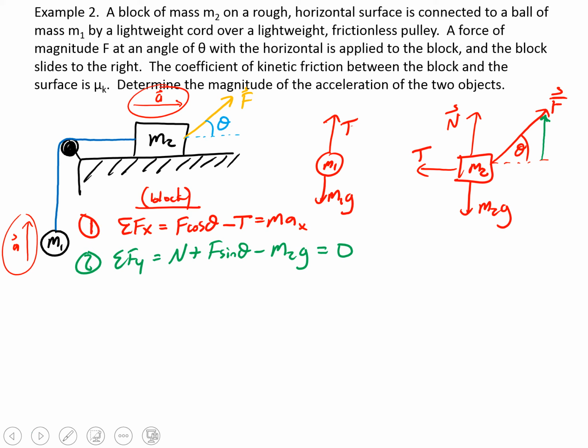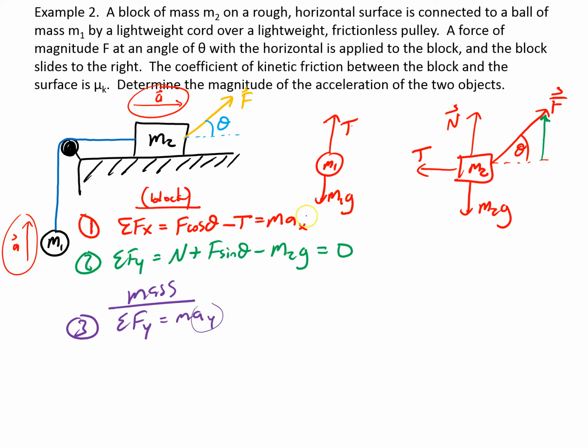All right, and then the last equation that we want to put together is of the object, this mass 1. So let's use a different color for that. So this is going to be for mass 1, and we'll call this equation 3. So this is going to be the summation of forces in the y direction because we're using this free body diagram here. Let's say that is equal to ma in the y. But again, this is going to be the same as that.